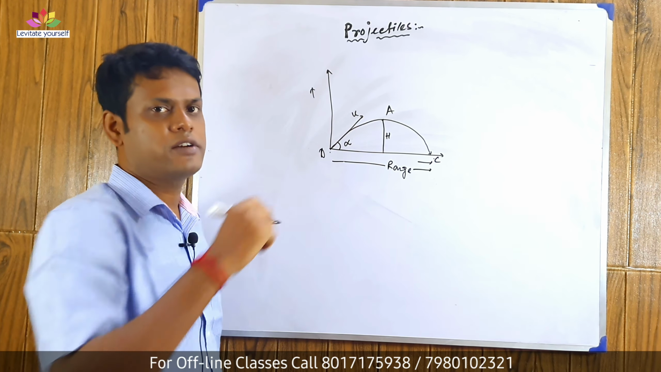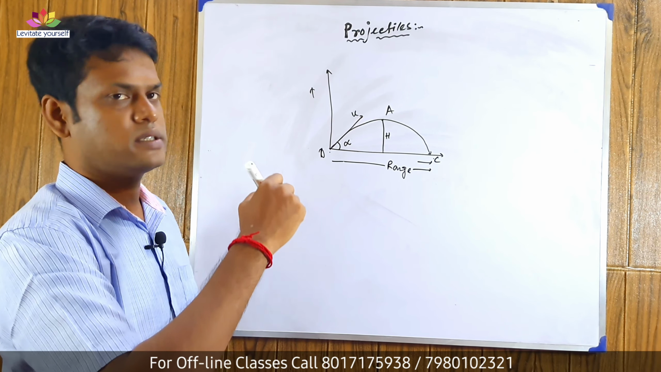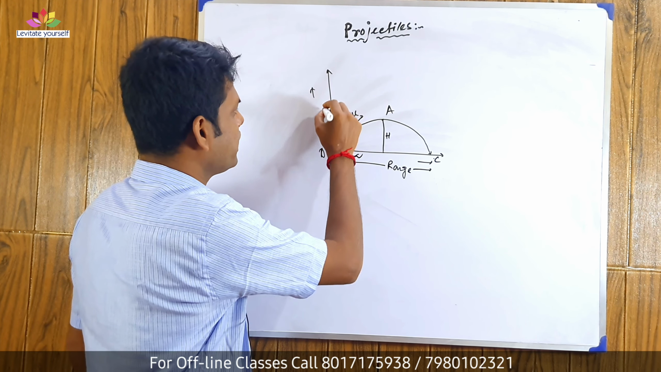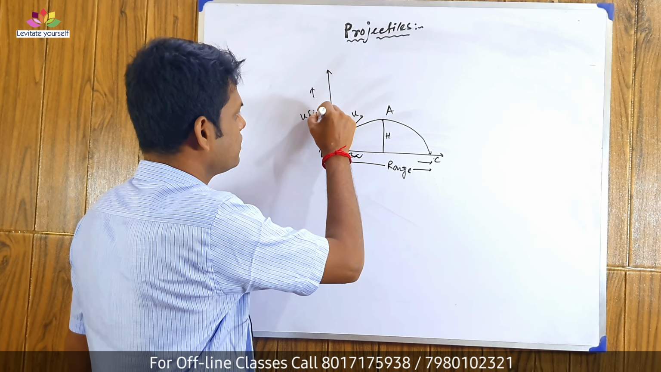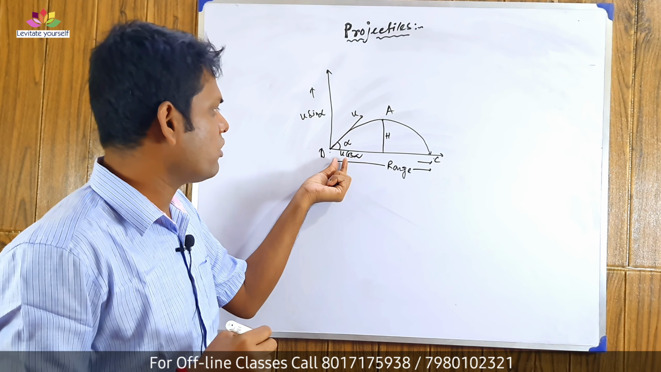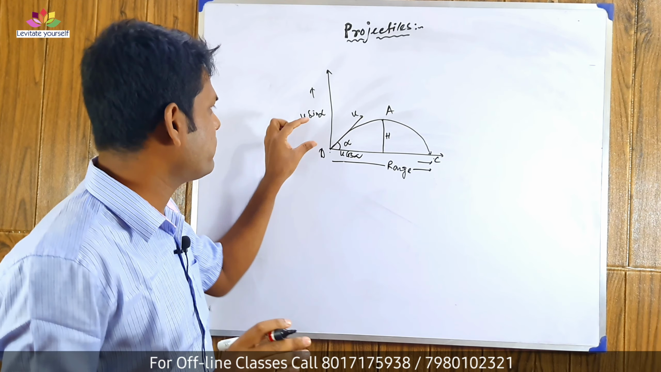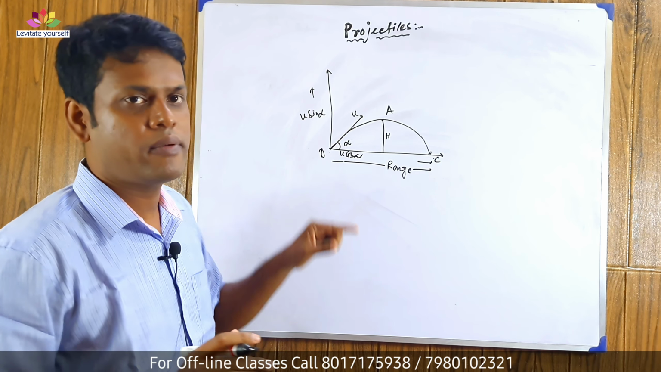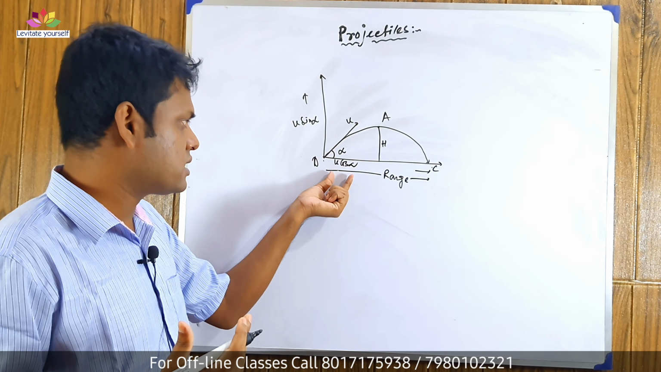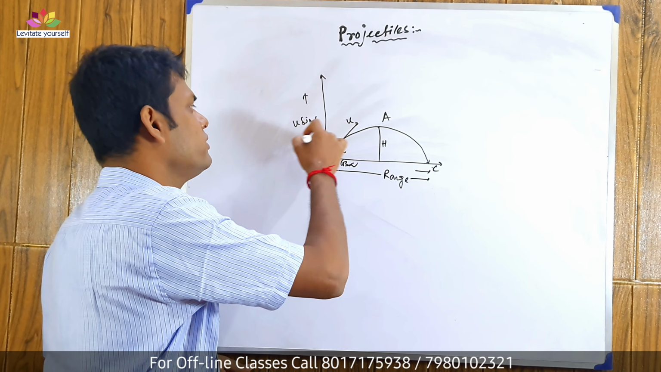Then u is divided into two components, one horizontal and another vertical. The horizontal component will be u cos alpha and the vertical component u sin alpha. At t equal to 0, the horizontal component does not change and is always constant, but the vertical component, u sin alpha, changes according to the gravitational acceleration.